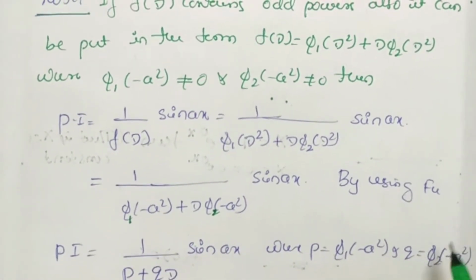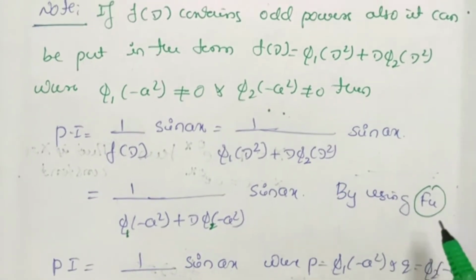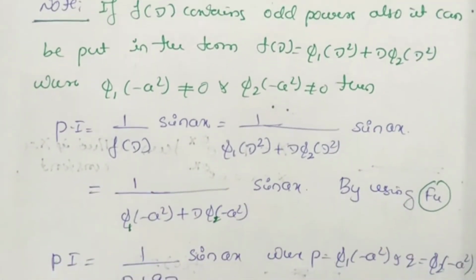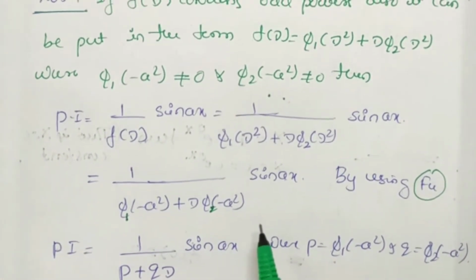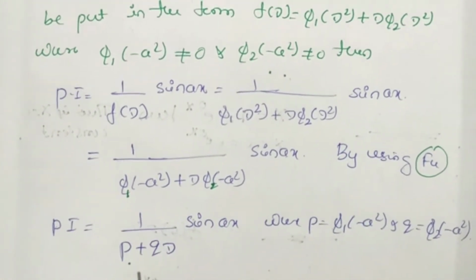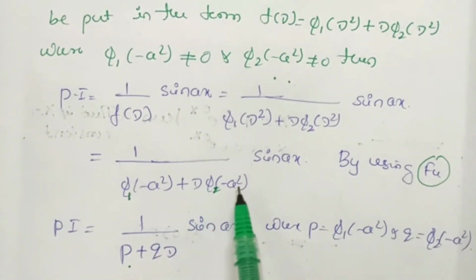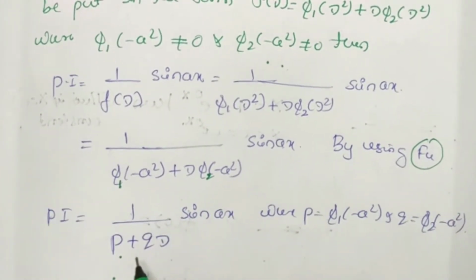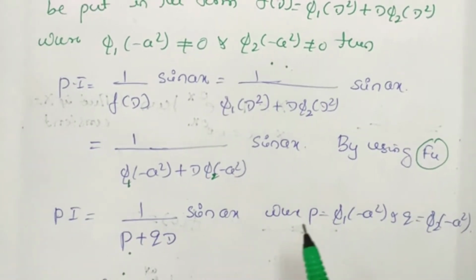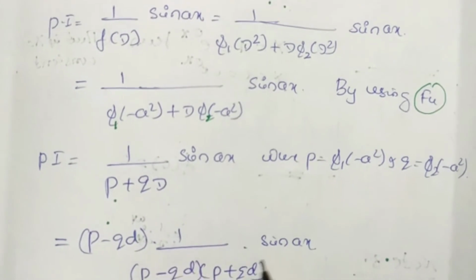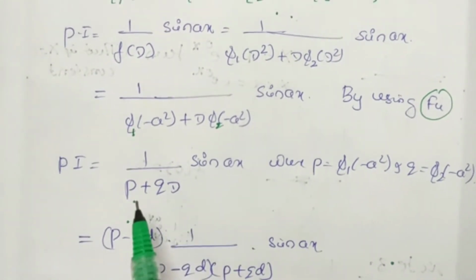By using formula 4, as we have studied here, D square is replaced by minus a square. So now the particular integral, here it is in the form of p plus D into q. This will be 1 by p plus q into D of sin ax, where p is phi 1 of minus a square and q is phi 2 of minus a square. So now again here also we have D. We have to express this D in terms of D square.